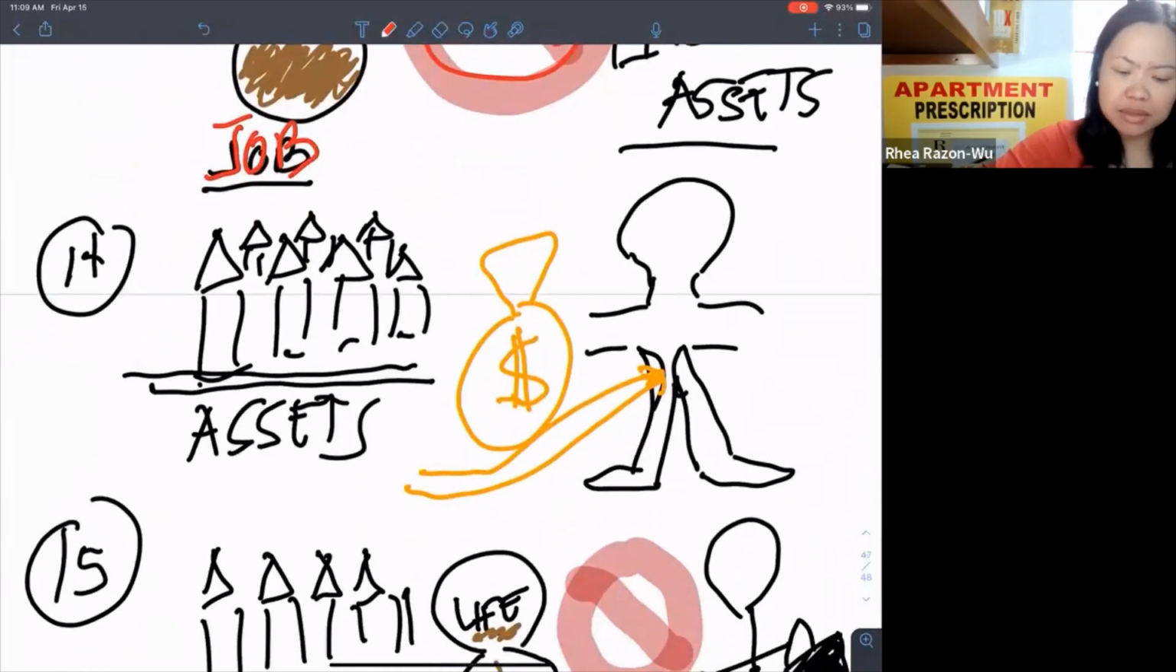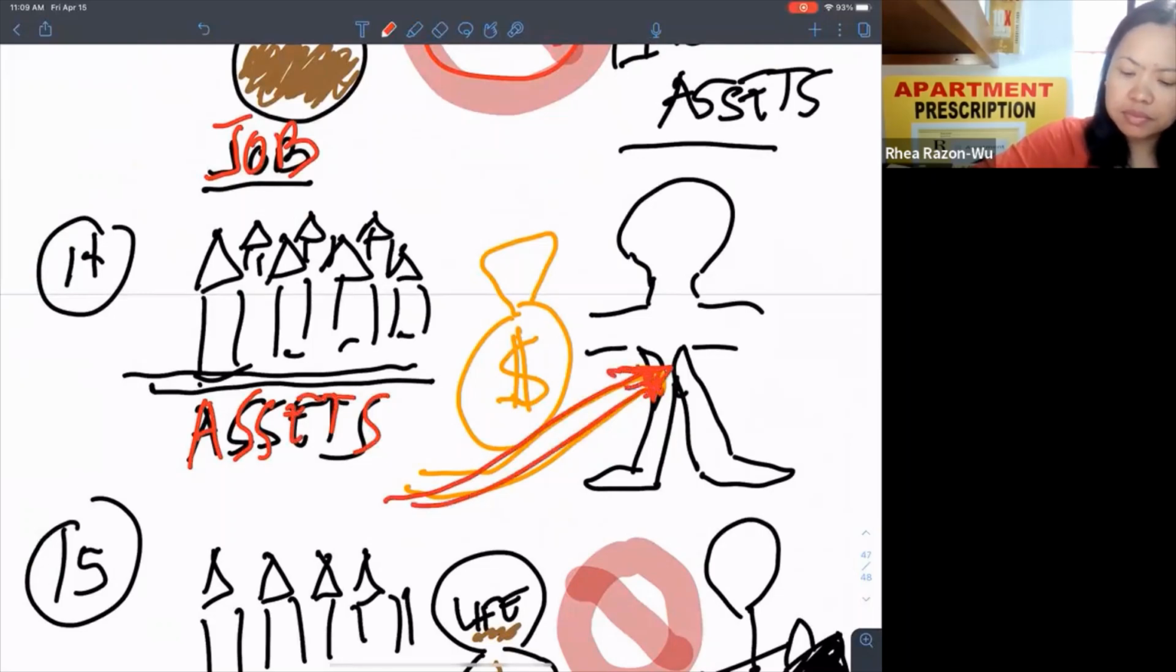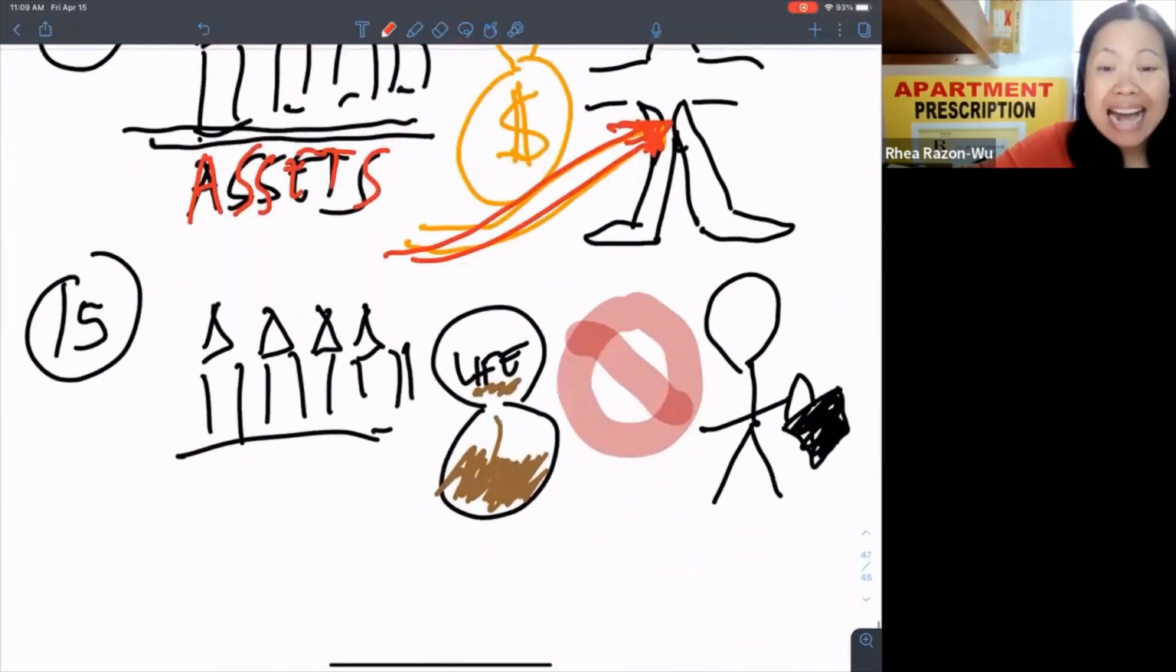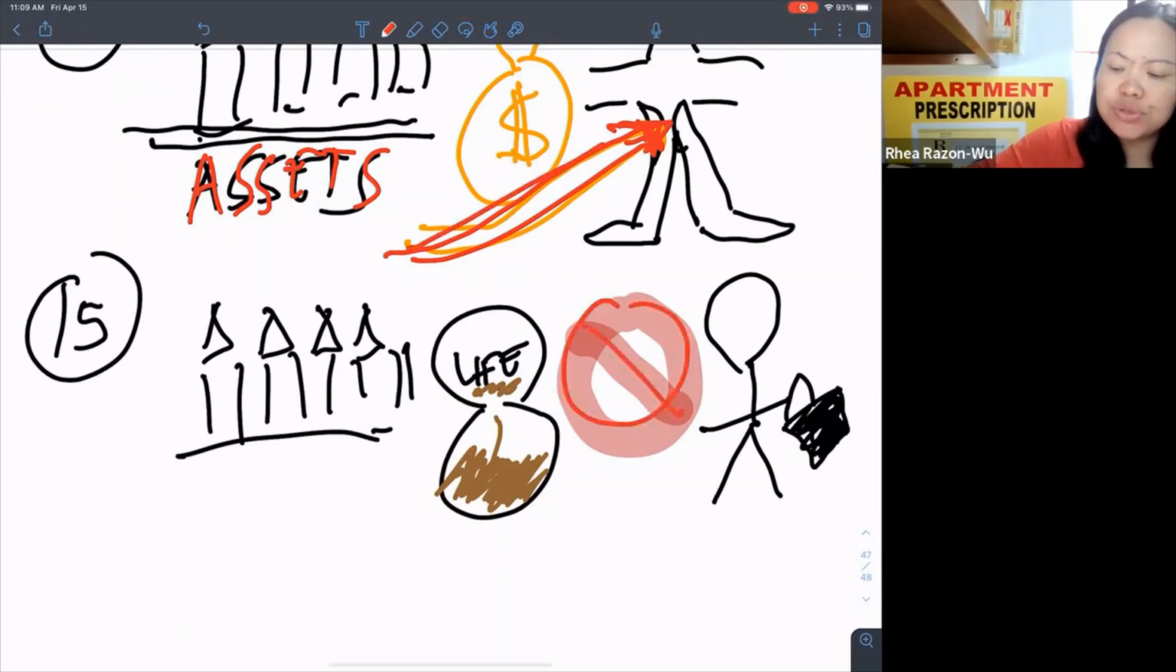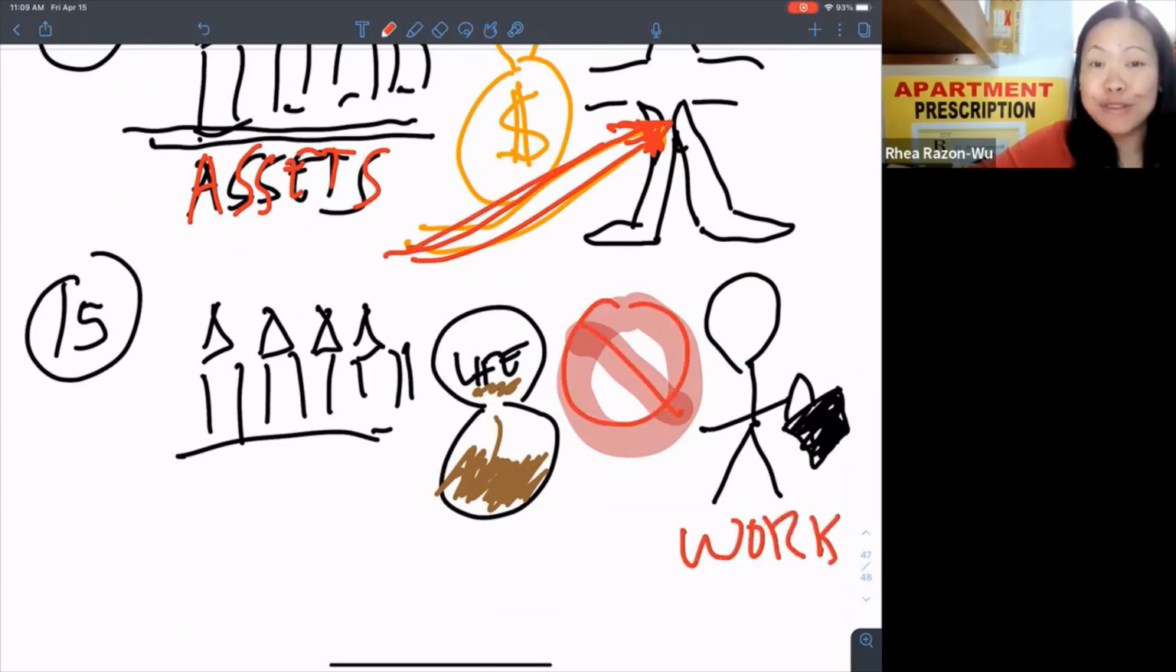Point number 14, by definition, assets put money into your pocket. And assets continue to provide you money even if you do not work. So those are the 15 points of making more money.